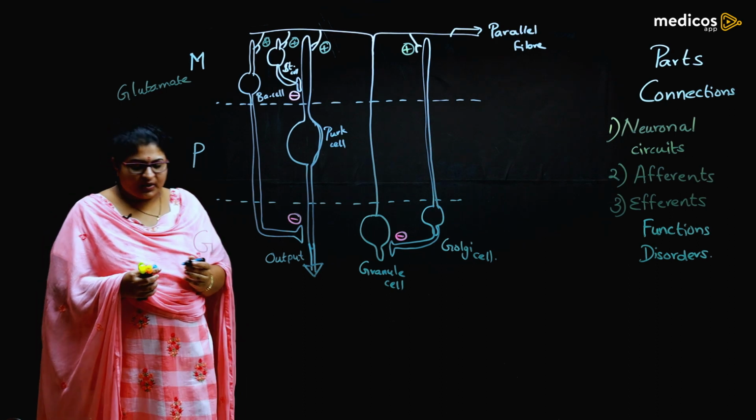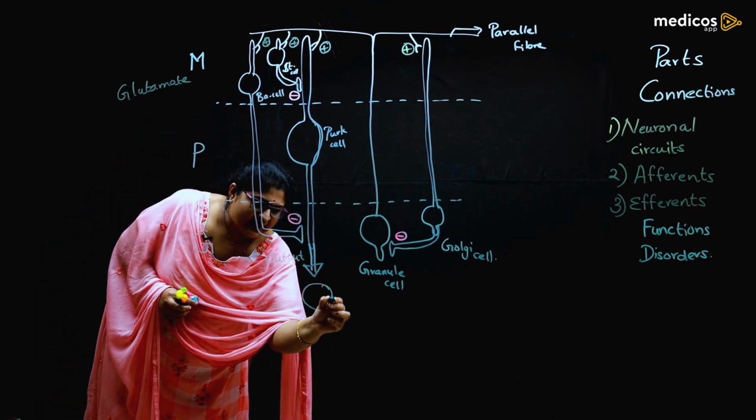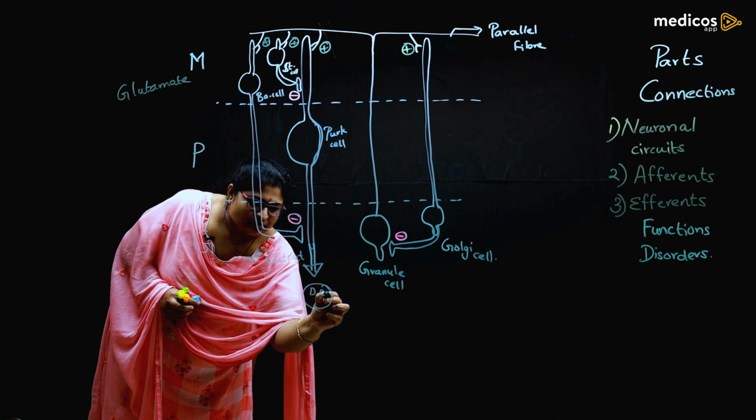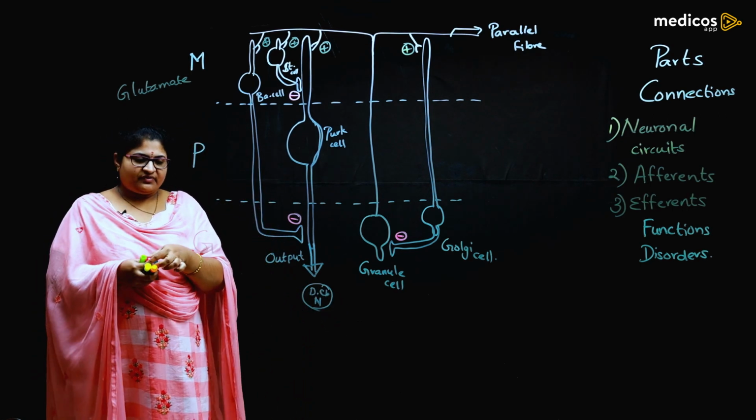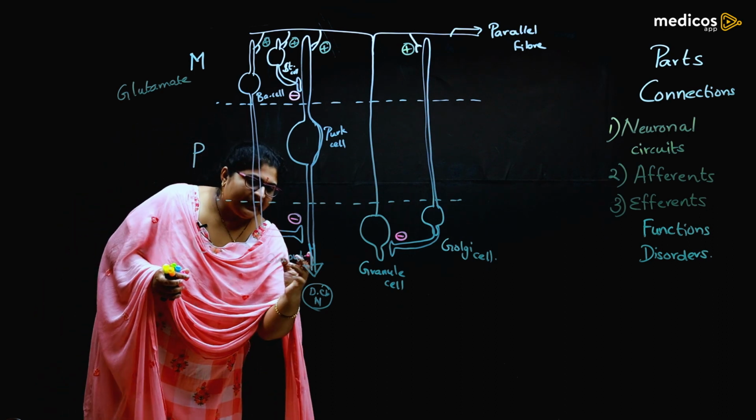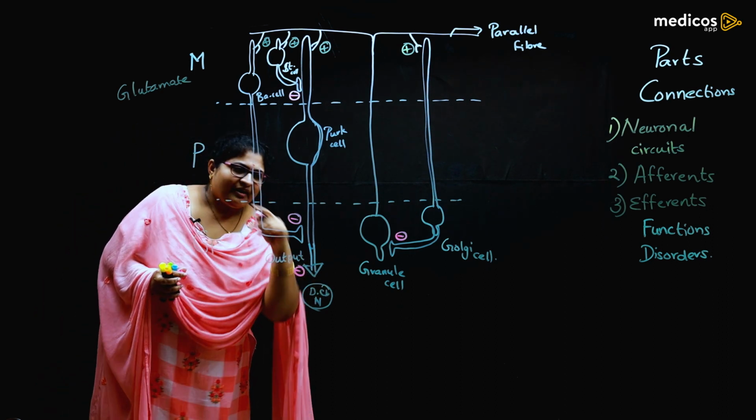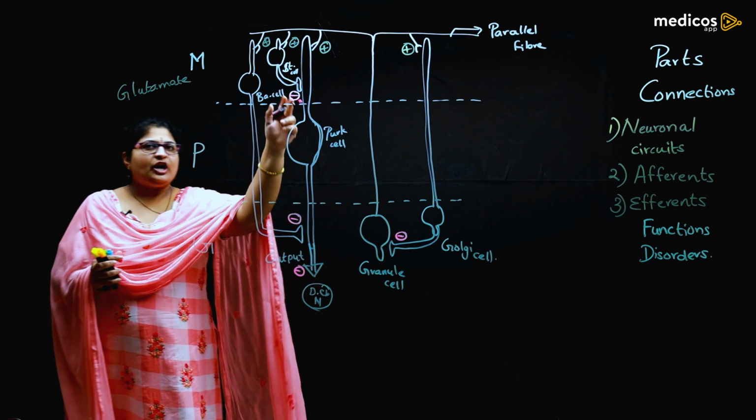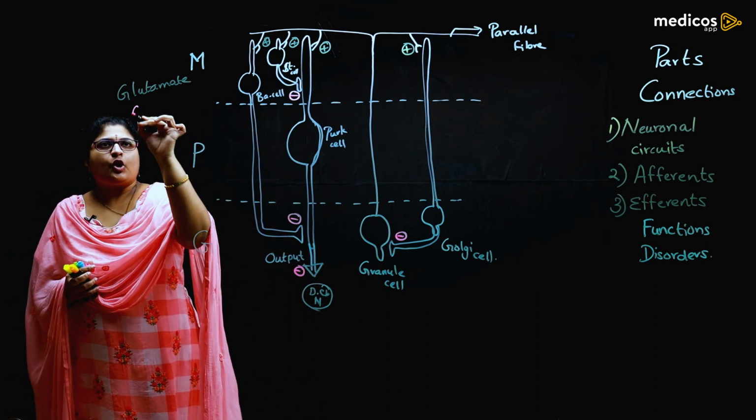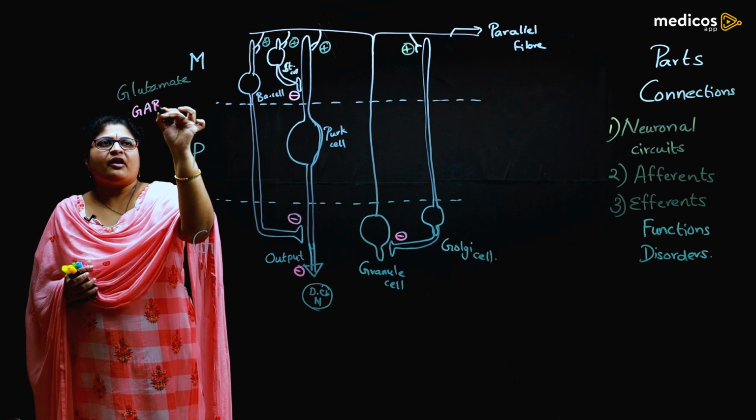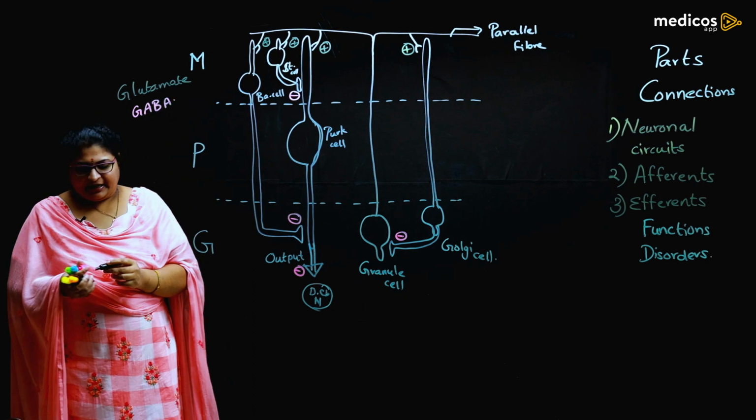And the output is towards the deep cerebellar nuclei. So towards the cerebellar nuclei, the output is coming. And of course, this one is also an inhibitory output. So apart from the granule cell, all the remaining cells secrete a neurotransmitter called GABA. All of them are inhibitory.